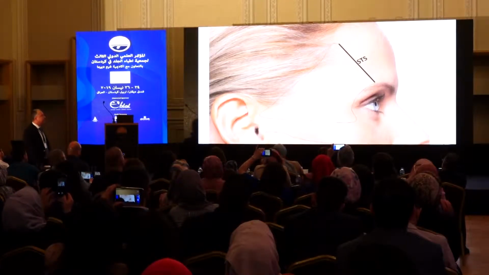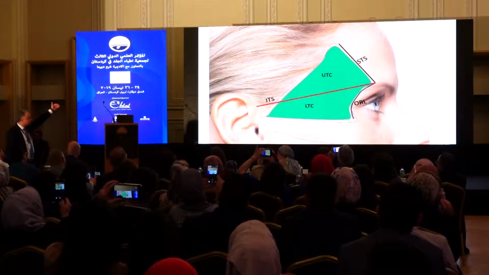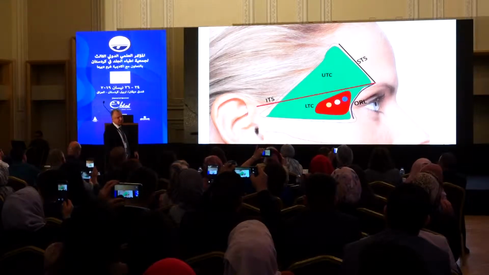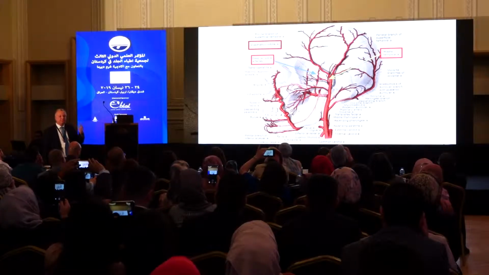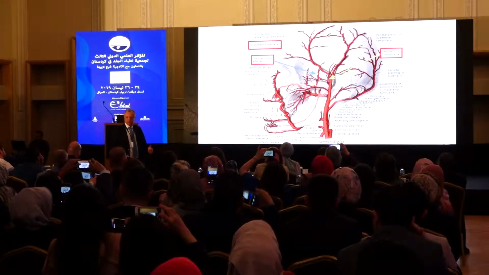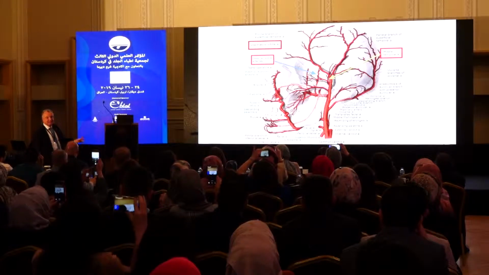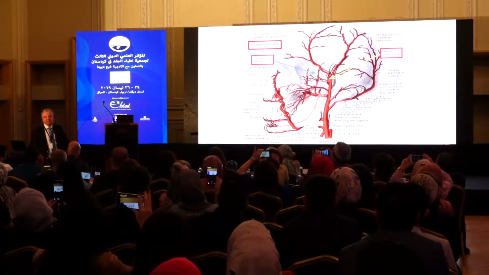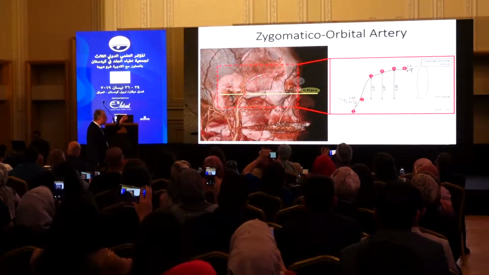Now, what about the lower part? You talked about the upper temporal compartment, now about the lower temporal compartment. We have very, very dangerous structures. First, as we have the superficial temporal artery in the superficial compartment, we have the middle and deep temporal arteries in the lower compartment. And we have what is called the zygomatico-orbital artery, and it is the largest artery in the temple. It is larger than the superficial temporal artery.